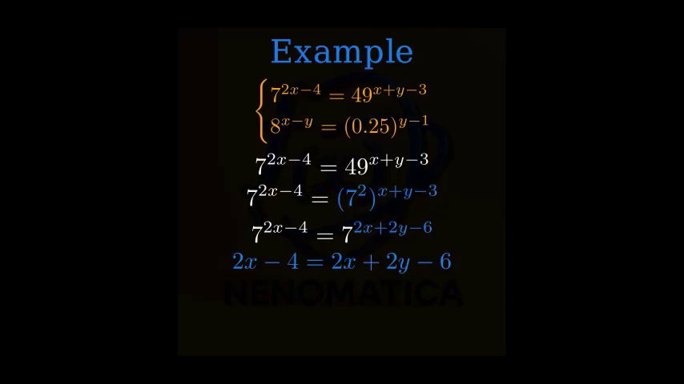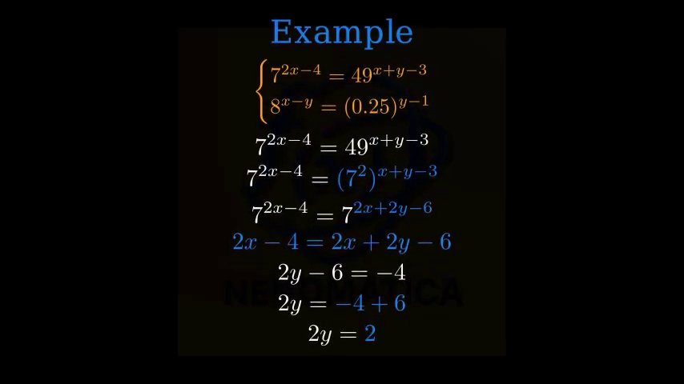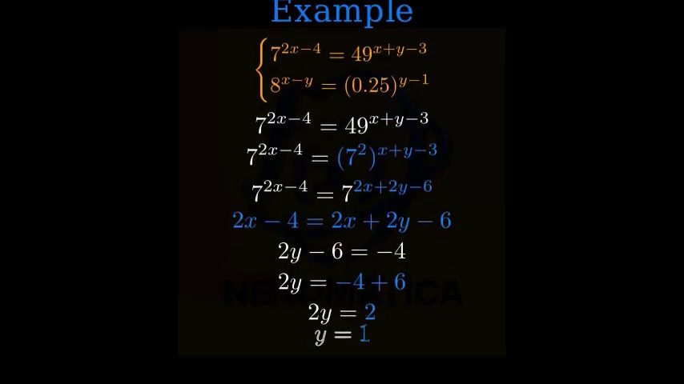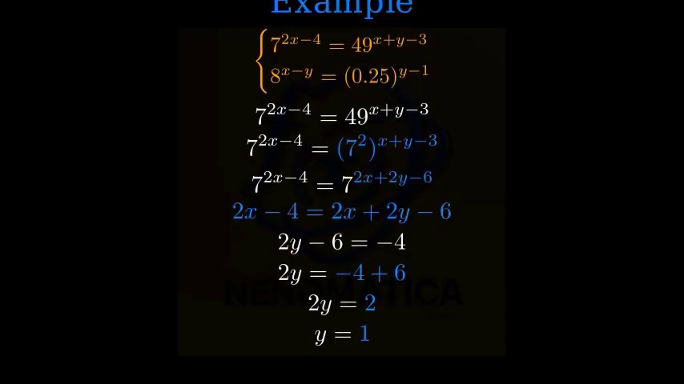So we get 2x minus 4 equals 2x plus 2y minus 6. Let's simplify. We can subtract 2x from both sides to get negative 4 equals 2y minus 6. Now, let's add 6 to both sides. We get 2y equals negative 4 plus 6. Simplifying, we get 2y equals 2. Dividing both sides by 2, we get y equals 1.